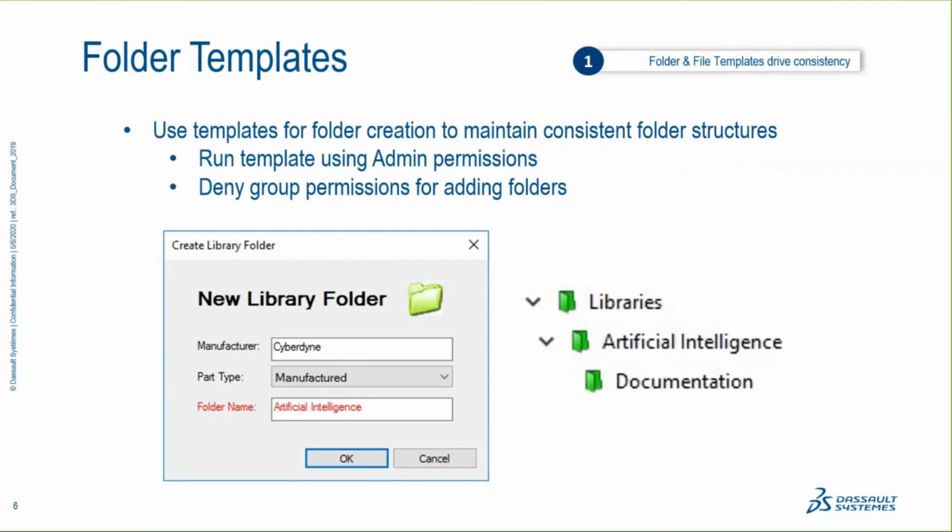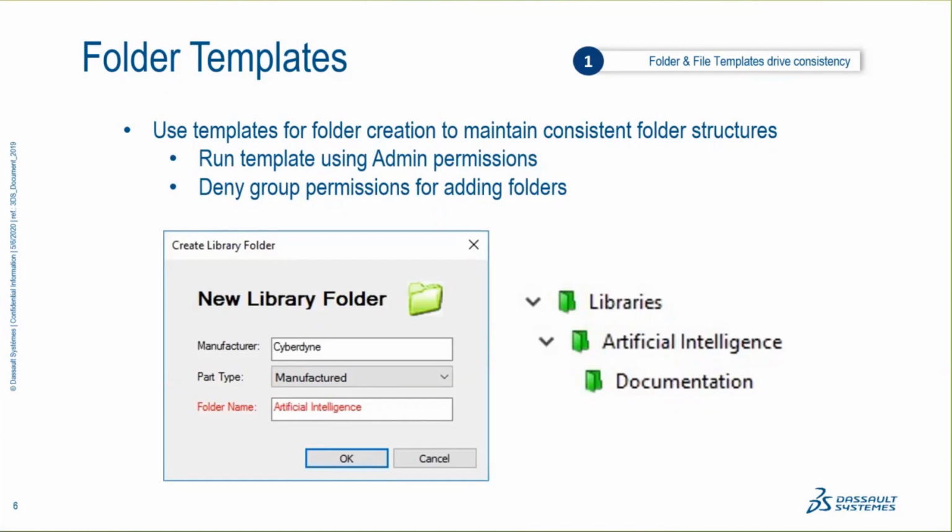If we deny the ability to simply right-click and add folders wherever and whenever they want, we can then set it up so that a template is their way to create folder structures, having more consistency within our vault of that folder structure. The way we do that is by making sure that the template runs with admin permissions and that the users don't have the ability to right-click and add folders, and then we set up where and when they are allowed to create folders using a template.